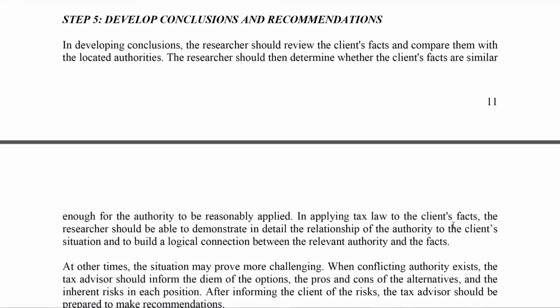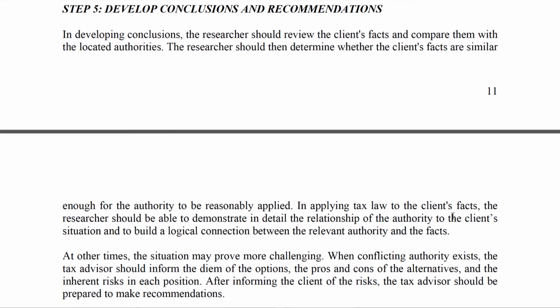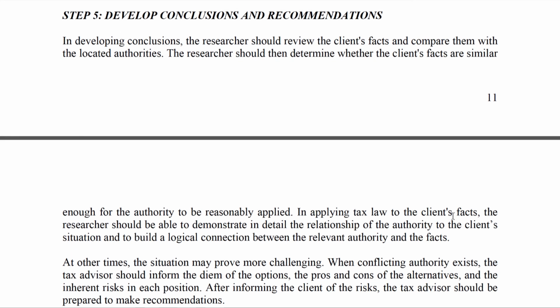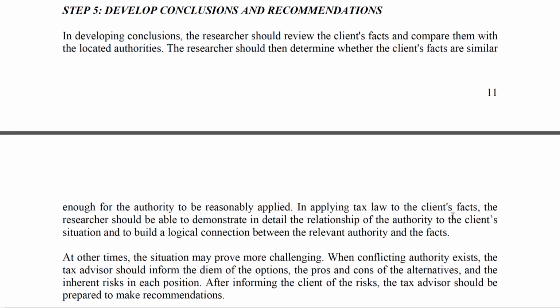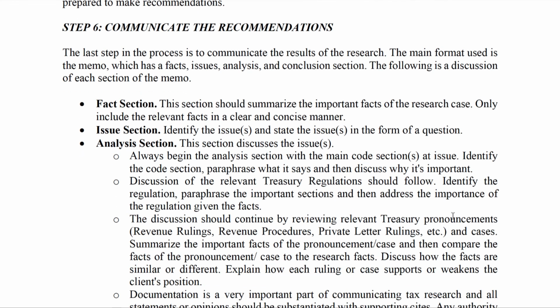This is kind of a step to just think about the whole process. You've identified issues, you found authority, you evaluated authority. Now you have to think about how exactly you're going to go through the motions of making the argument for your reader, to show them why you think the outcome is the way that you think it is. Okay? Now, step 6 is communicating the recommendations.